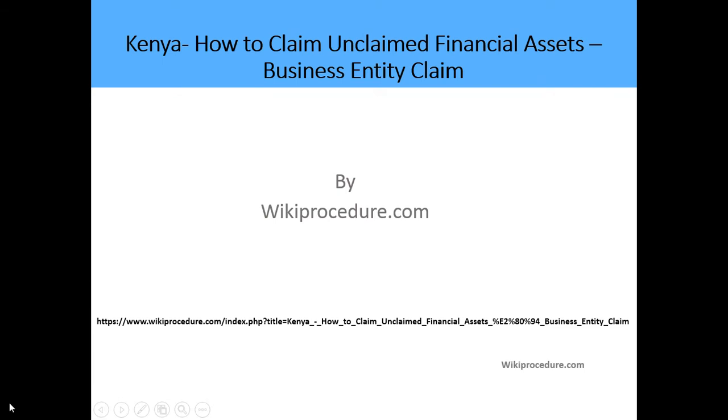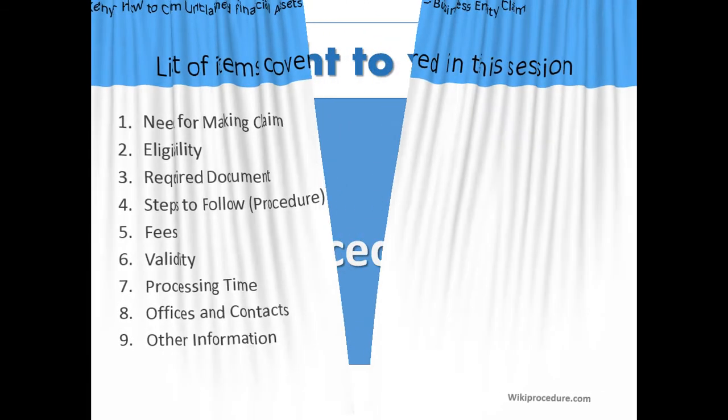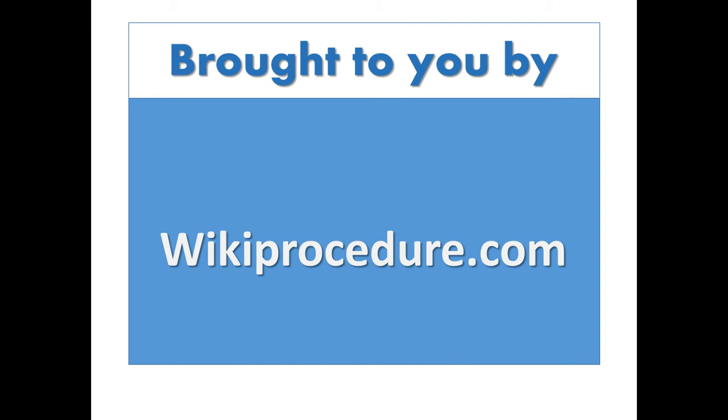The list of items which we are going to cover in this session include the need for making a claim, the eligibility criteria, the required documents, steps to follow in making the application, the fees, validity period, processing time, office location and contact information, and any other information that we may find relevant on how to make this application. So welcome to our presentation today, which is brought to you by wikiprocedure.com.